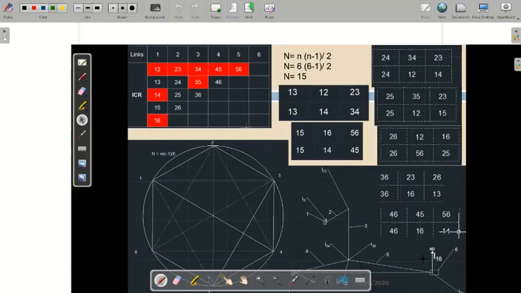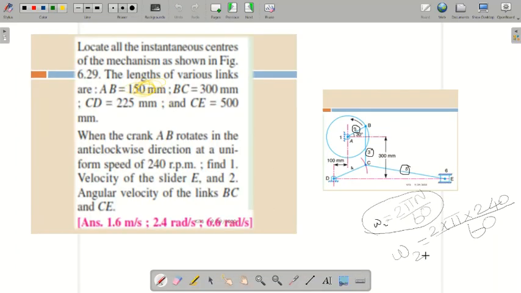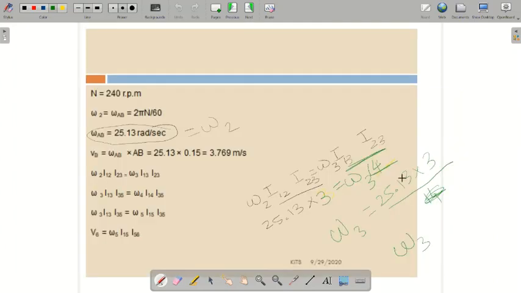Next, what do we have to do? If I get omega 3, what do I have to find? I have to find omega 5. First I got omega 2, using that I got omega 3, and if I know omega 3 I can get omega 5. So how can I get omega 5? Write it like this. The known value is omega 3, and the unknown value is omega 5.